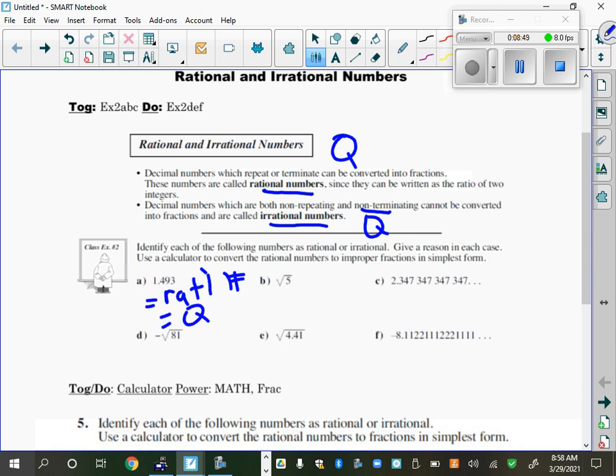Good job, Emma. So she's punching square root of 5 in her calculator, and that's what you do. Everyone punch in square root of 5 in your calculator.